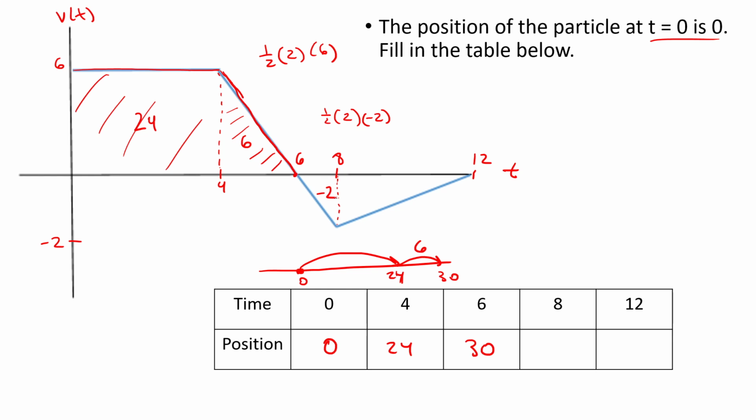And again, if you're not convinced, think about the velocity becoming negative at this point. So the particle should be moving backwards now to the left. And so we're going to go 2 units backwards. We're going to end up at 28.